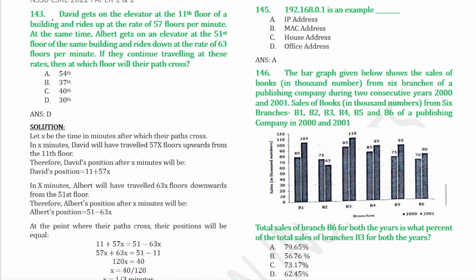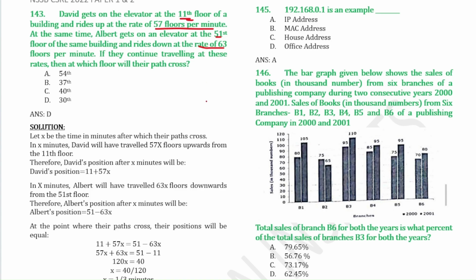In question number 43, David gets on the elevator at the 11th floor of a building, and then he rides up at the rate of 57 floors per minute. At the same time, Albert gets on an elevator at the 51st floor of the same building, and then he rides down at 63 floors per minute. Now, if they continue traveling at this rate, at which floor will they cross paths?